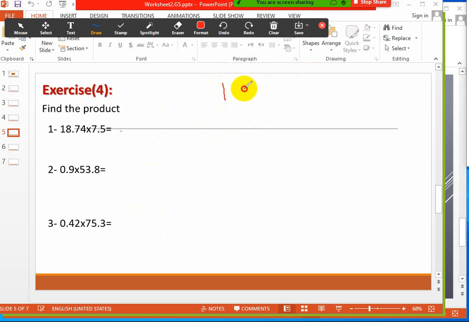Now, I will multiply here the decimal number like there is no decimal point. Then I will count the number of digits after the decimal point and locate the decimal point. Now, the first number 18.74, I will multiply it by 7.5. How will I find the answer? Let's see. Yes, open the mic and help me. First thing, I will multiply the numbers like there is no decimal point. 5 multiply 4.